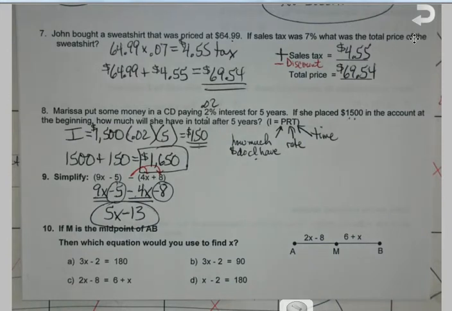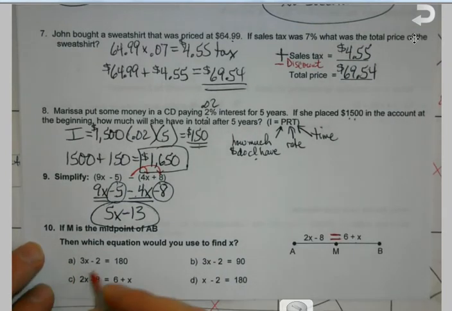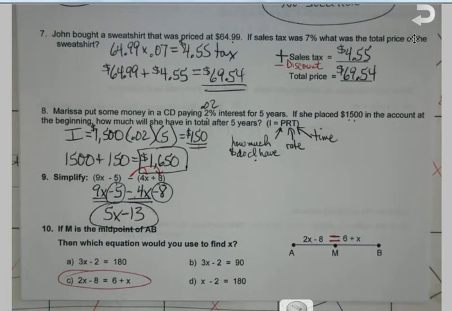You're on the right track. Is it, when I read it, 2x minus 8 equals? Yes. When it's a midpoint, it means it cuts the two sides in half, which means the two sides are equal. So it would be letter C.